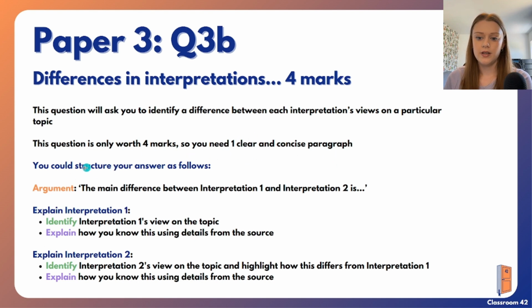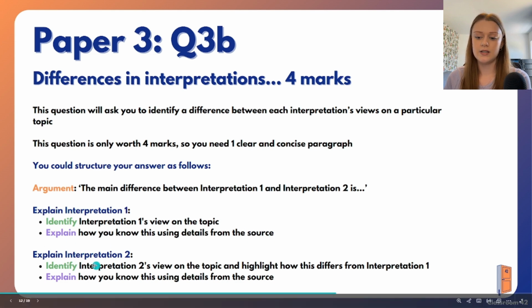So to structure your answer, you could do the following. You can state your argument, so the main difference between interpretation 1 and interpretation 2 is, and state your point. Then you're going to want to explain interpretation 1, so identify the interpretation's view on the topic and explain how you know this using details from the source. And then you're going to do the same for interpretation 2, so you're going to identify their view on the topic and highlight how this differs from interpretation 1 and explain how you know this.